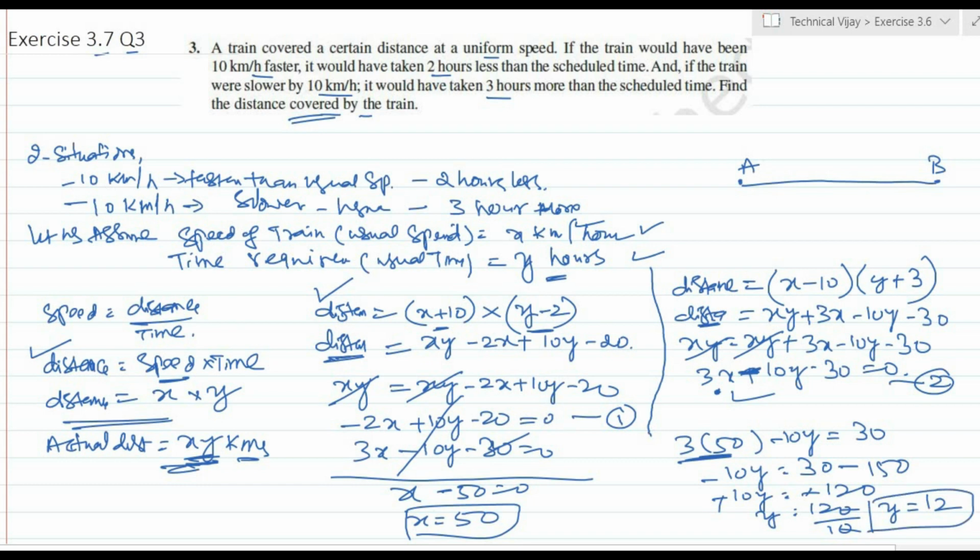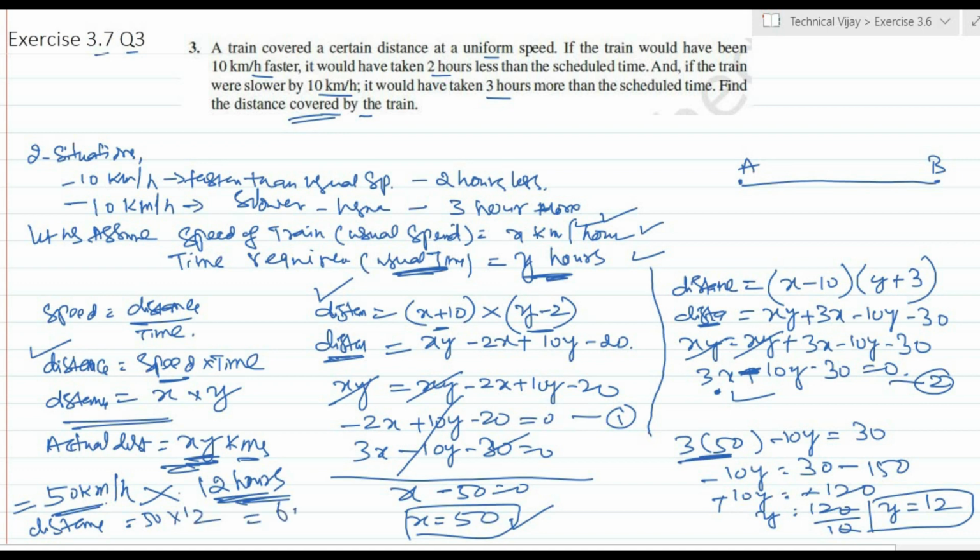Okay, so here we have assumed the usual speed of the train is x km per hour, that is equal to 50 km per hour. And the usual time required will be 12 hours. So this is the speed, this is the time. Speed into time, if you multiply this, you will get distance, that is distance is equal to 50 into 12, so 600. This is in kilometers. 600 kilometers is the distance covered by the train.